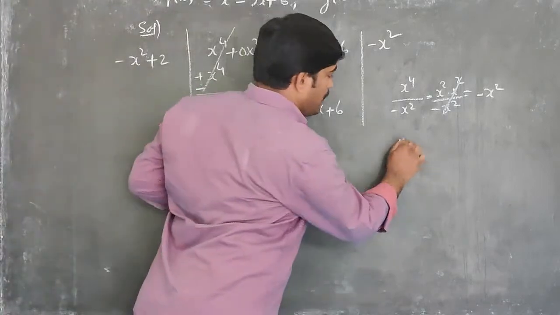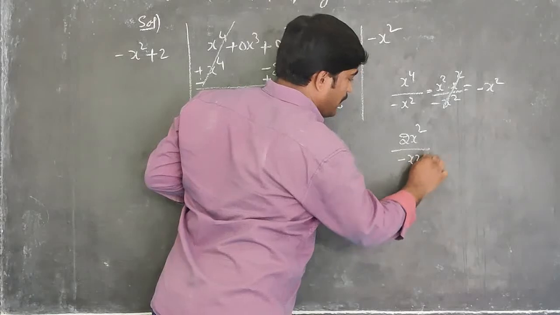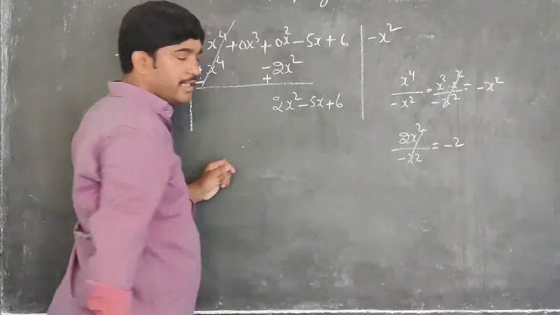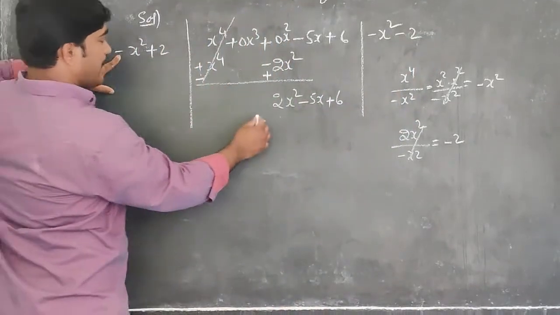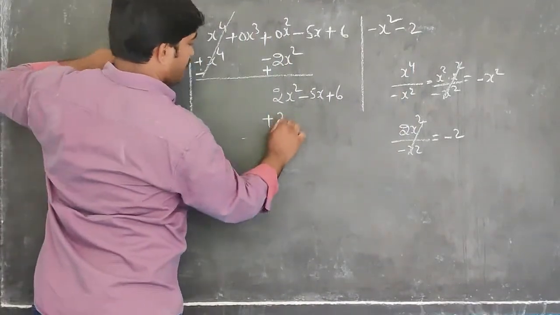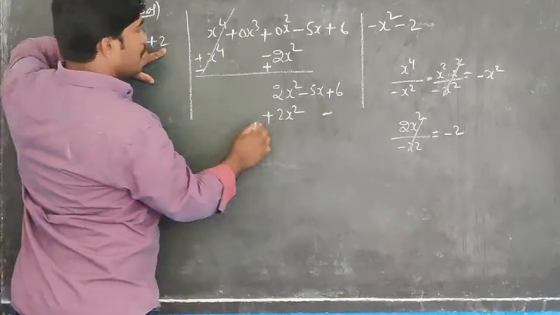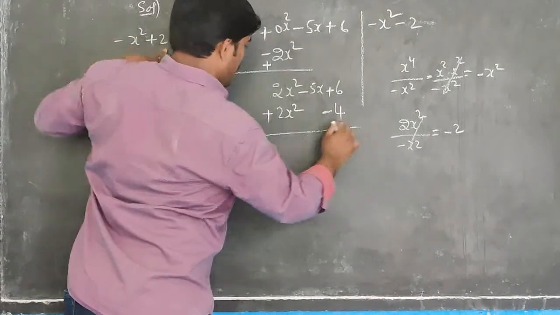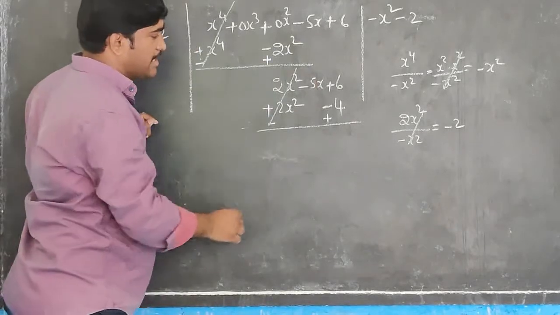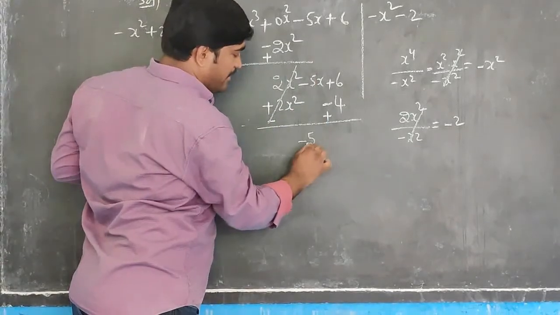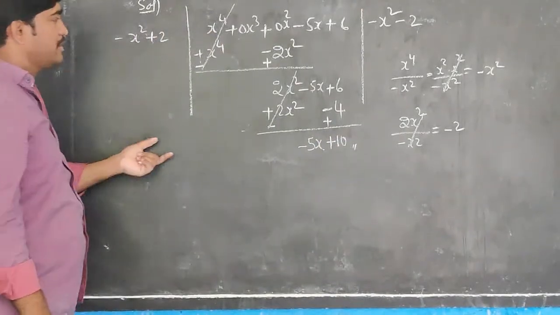What is the first term? 2x square by minus x square. Now, x square gets cancelled. I get minus 2. So I will take minus 2. Now, minus into minus, plus 2 into x square, 2x square. Now, plus into minus, minus 2 twos are 4. Now, minus as well as plus get cancelled. So nothing is there, and minus 5x term remains. Now 6 plus 4, 10. Now this is the problem.